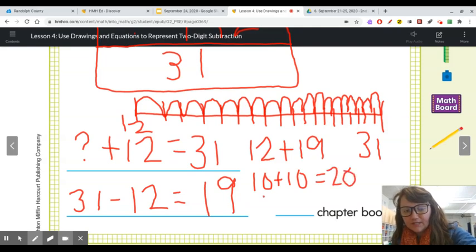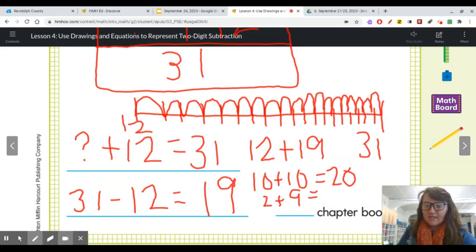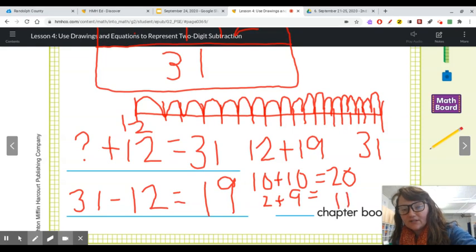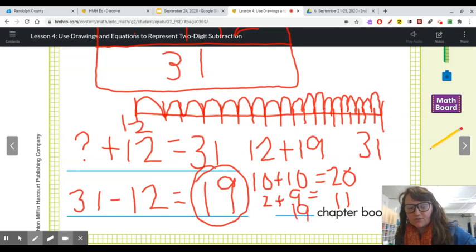Now, 2 plus 9, we're adding 10s and 1s. So 2 plus 9 is what? 9, 10, 11 is 11. 20 plus 11 is 31. So our correct answer is 19 chapter books. All right, you can write this down if you want to, or you can use your own materials to solve. Okay?